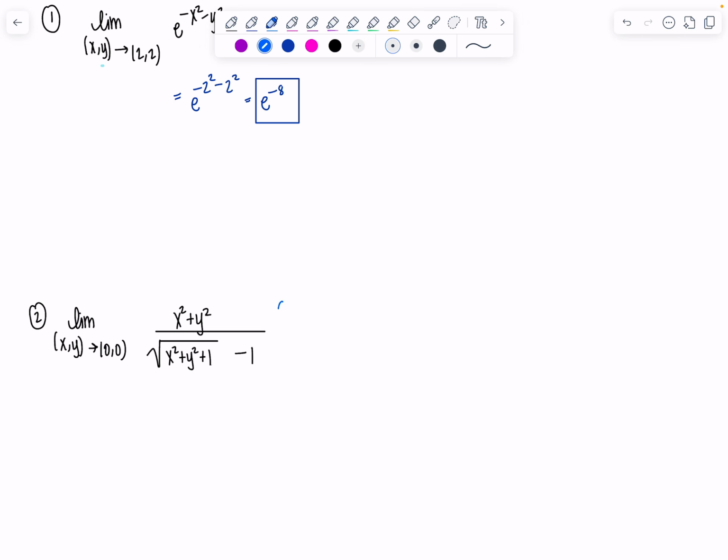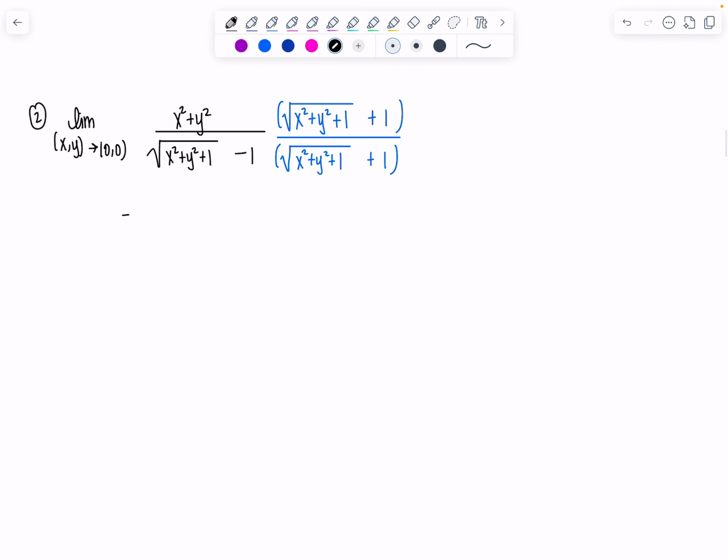Let me try multiplying by the conjugate, see if that makes my life better. So radical x squared plus y squared plus 1 would be the conjugate of the denominator. So let's multiply through by that and then see what unfolds. Maybe cleaning up will allow me to evaluate the limit.